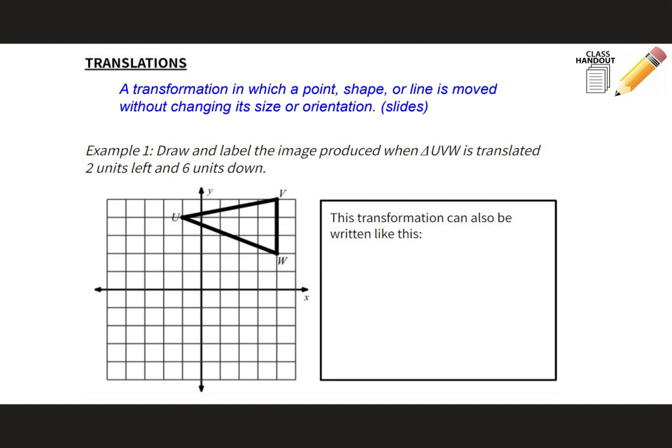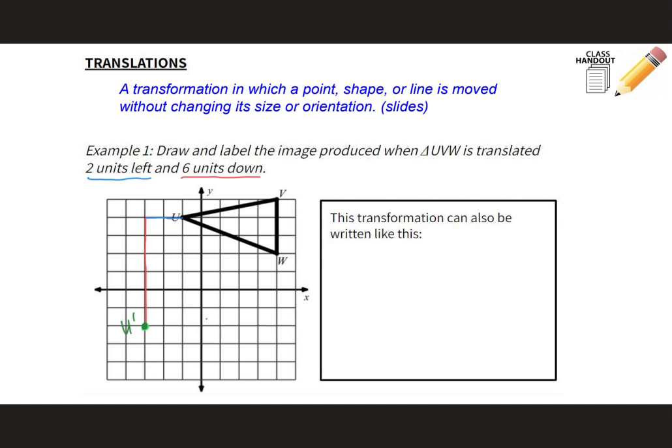It says, draw and label the image produced when triangle UVW is translated 2 units left and 6 units down. So essentially what we're going to do is we're going to take every single point and we're going to translate it 2 units to the left and then 6 units down. So looking at U, we're going to go 2 units to the left and 6 units down. 1, 2, 3, 4, 5, 6. So my new point, we're going to label as U prime.